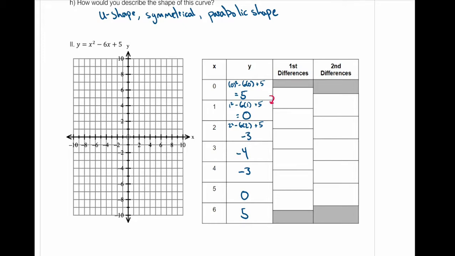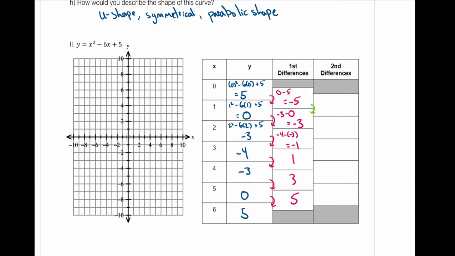Our first differences, remember, how do the y values change? From 5 to 0, or 0 minus 5, we get negative 5. Then from 0 to negative 3, or negative 3 minus 0, equals negative 3, decreasing by 3. Negative 4 minus negative 3 is negative 1. We're decreasing by 1. And as we continue, 1, 3, 5. So those are our first differences. We notice that our first differences aren't the same, so it can't be a linear equation.